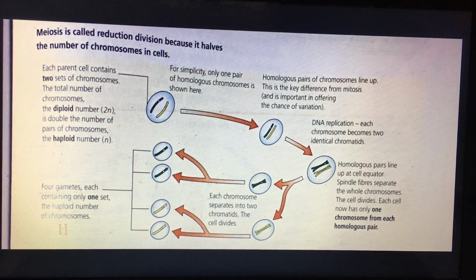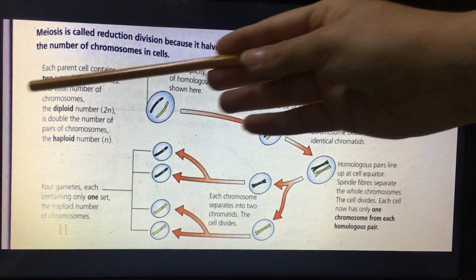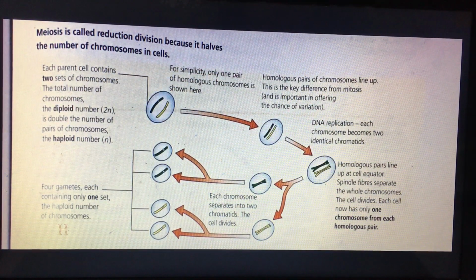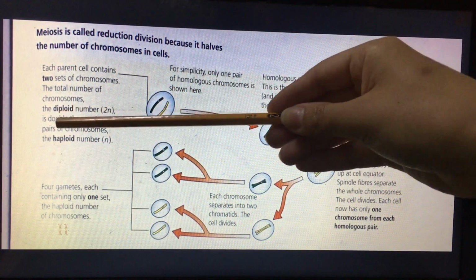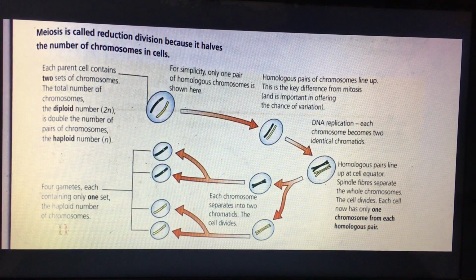As we said, each parent cell contains 2 sets of chromosomes. The total number of chromosomes is the diploid number, 2n. And you have to know that the diploid number is double the haploid number. The diploid number is 2n and the haploid number is 1n. Now here we have 1 pair of homologous chromosomes. So we have 2 chromosomes.